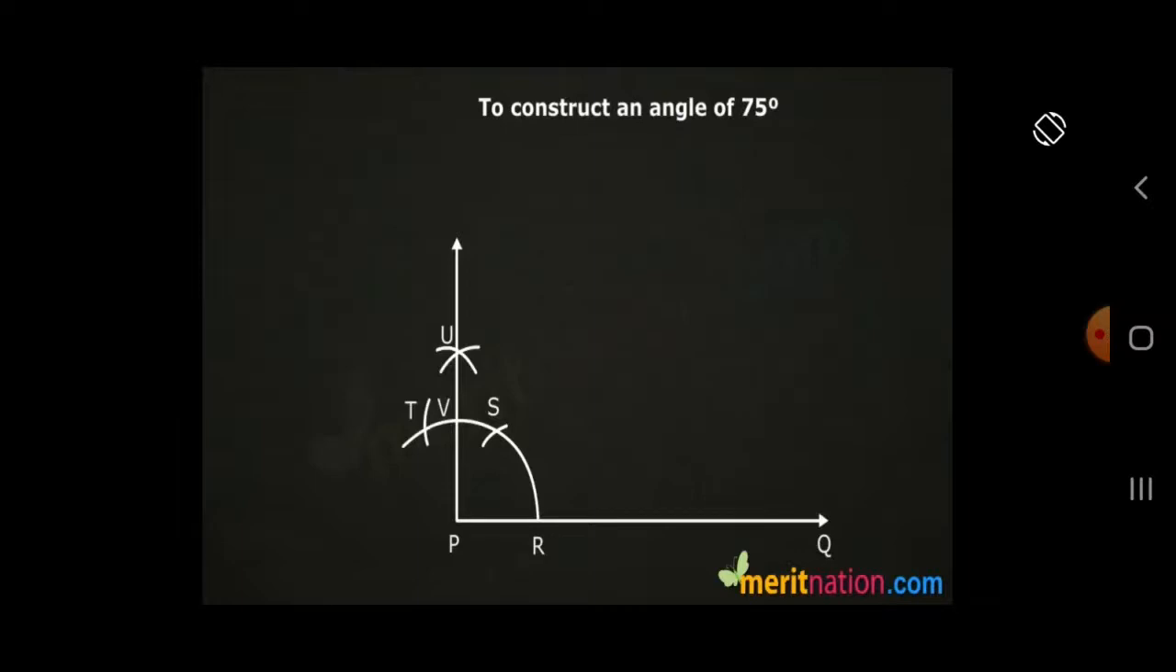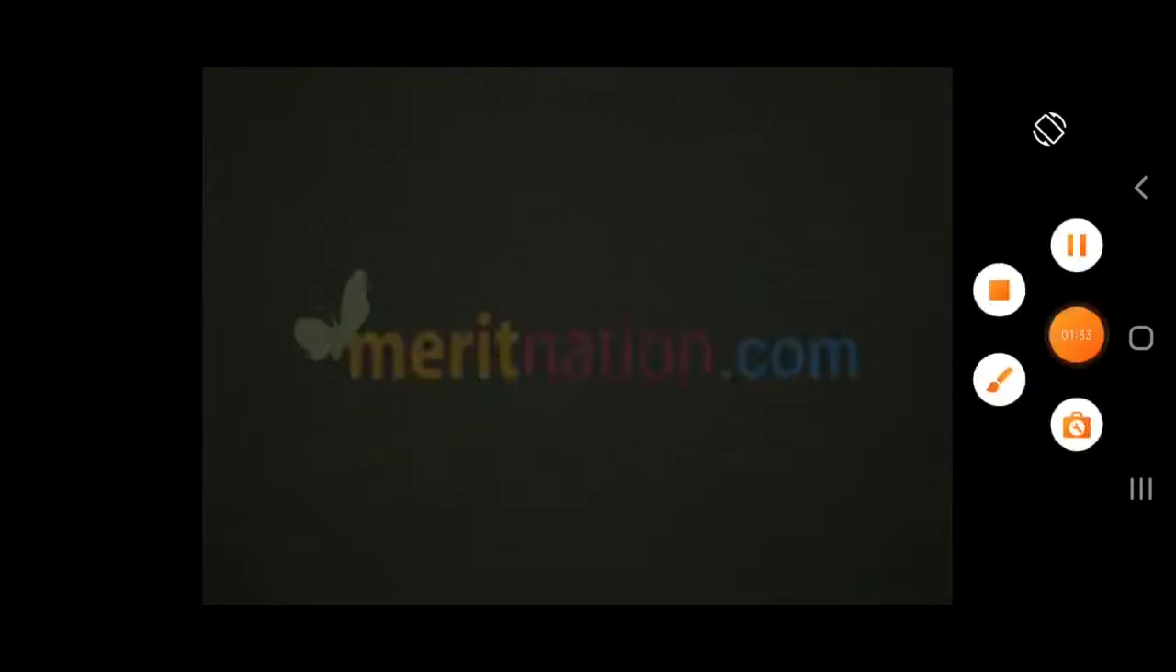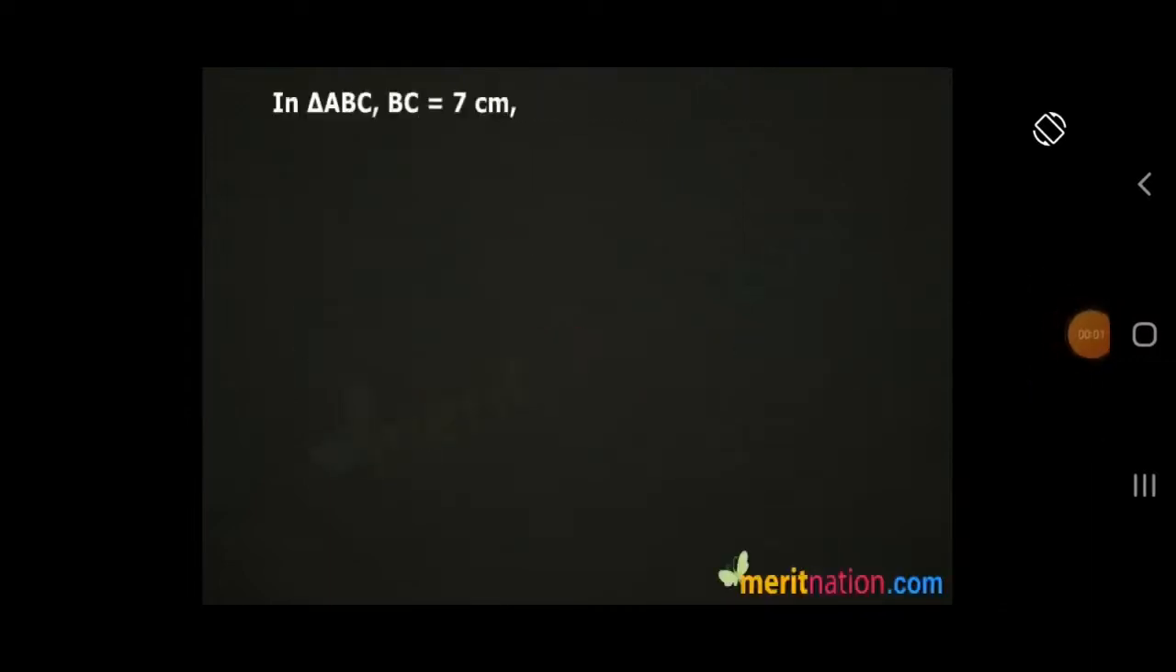Take S and V as centers and draw arcs with the radius. What should be the radius? Good. More than half of SV. Let's say these arcs intersect at W. Join PW. And what you've done in the process is drawn a ray that makes an angle of 75 degrees with PQ. Good job. So BC equals 7 centimeters.